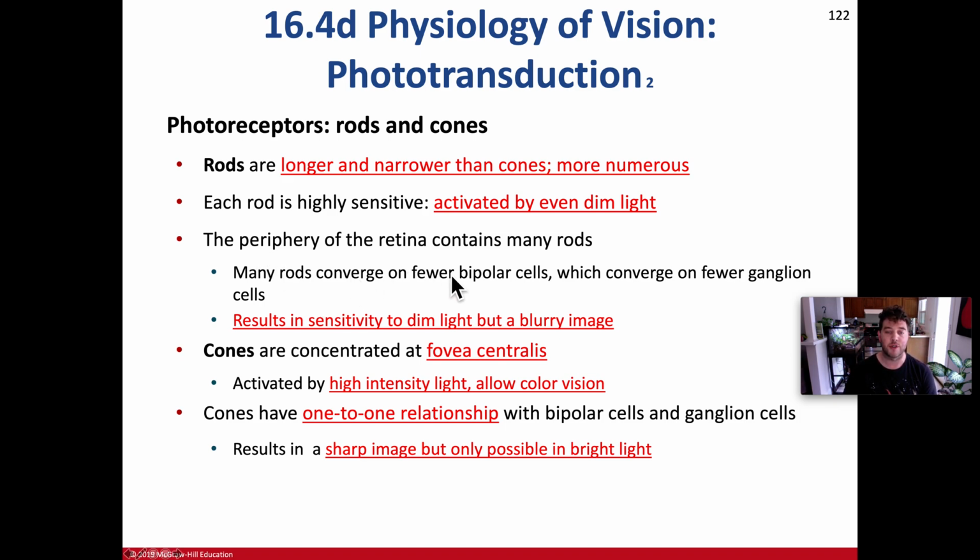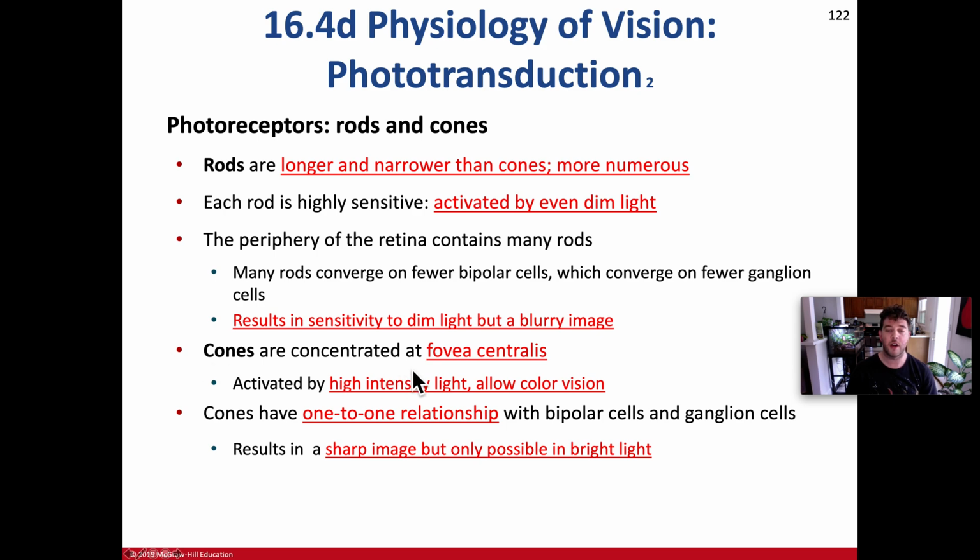And many rods converge on fewer bipolar cells, which converge on fewer ganglion cells. So this results in sensitivity to dim light, but a blurry image. Essentially what it's saying is you have a lot of rods, they're sending their signal, and their signals are converging onto fewer and fewer ganglionic cells that actually send a signal to the brain.